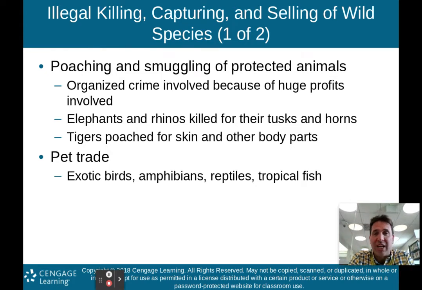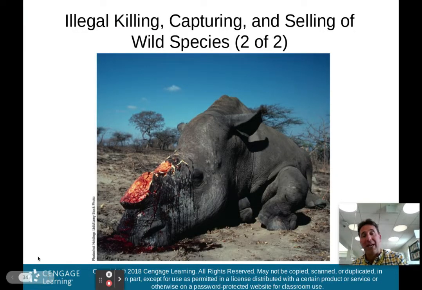Tigers are poached for their skin and other body parts. Pet trade, right? Exotic birds, amphibians, reptiles, tropical fish. All issues that could reduce the biodiversity on the planet. Here's a tough picture to look at, but we have to look at it. All right, we have to see what's going on here, guys.